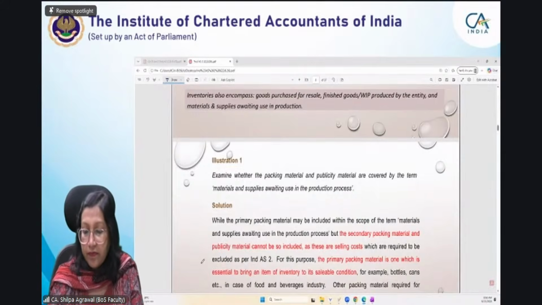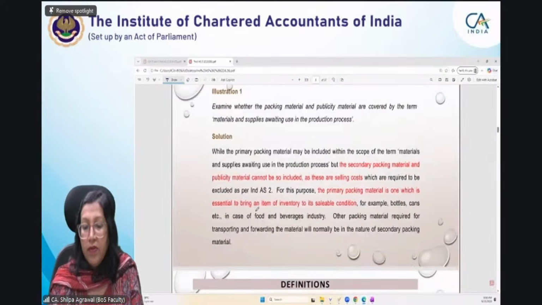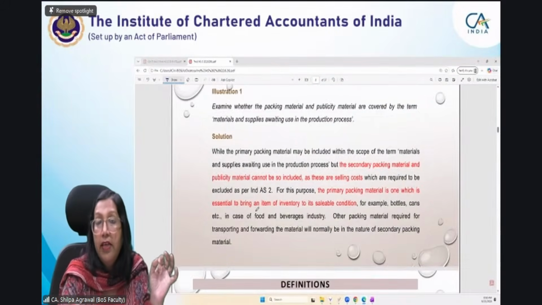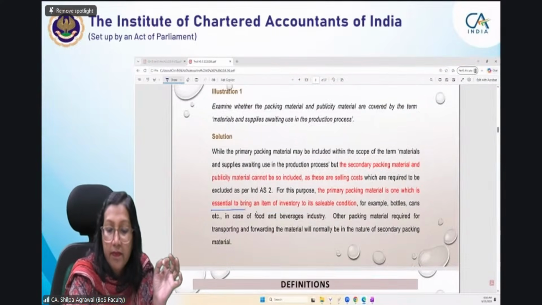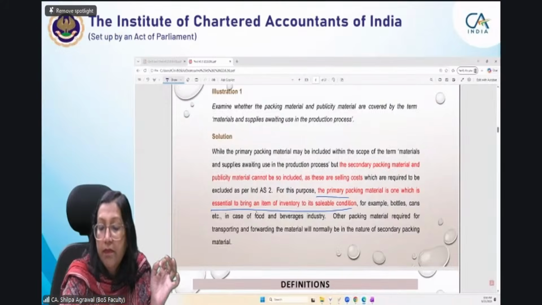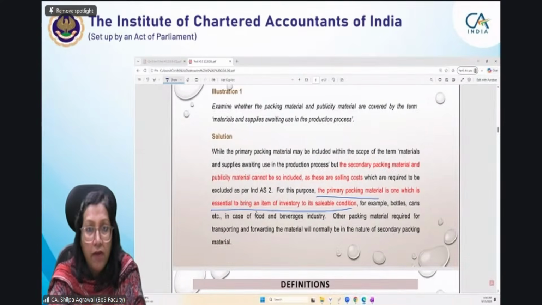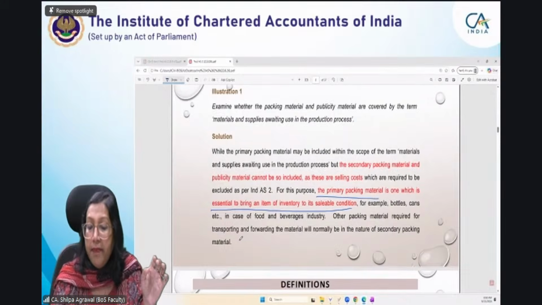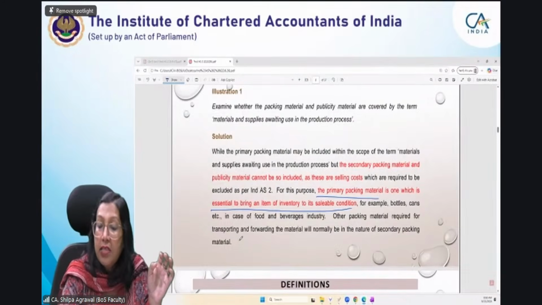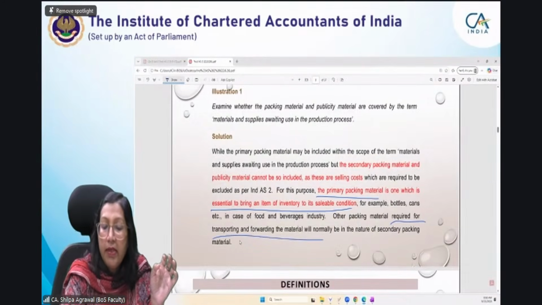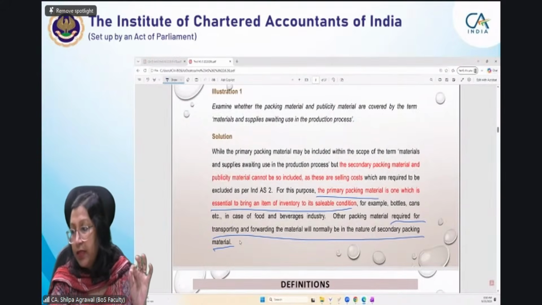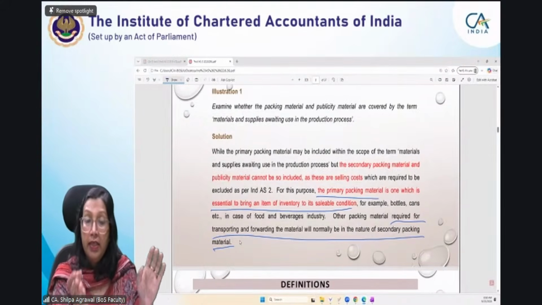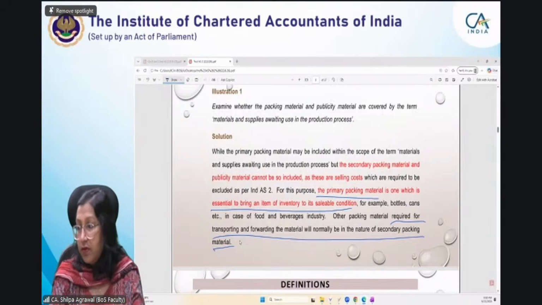So the primary packing material is the one which is essential to bring an item of inventory to a saleable condition. They form part of inventory. Other packing material required for transporting and forwarding the material will normally be in the nature of secondary packing material, and those secondary packing materials do not form part of the material inventory for determination of cost.